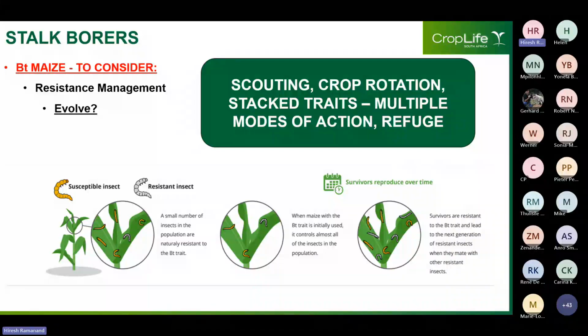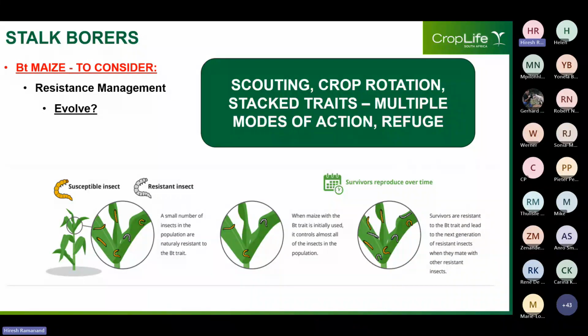In terms of stacked traits with multiple modes of action, insects are less likely to develop resistance to Bt crops with multiple modes of action compared to a single mode of action because it is much harder to develop resistance to 2 or more Bt traits at the same time. Insect-resistant technology with the cultivation of Bt crops, as mentioned, is widely used in commercial maize production in South Africa and requires that farmers plant a structured refuge as part of their IPM program.